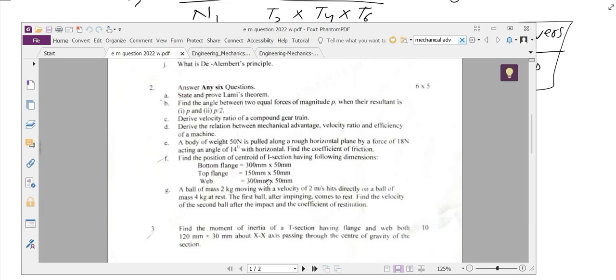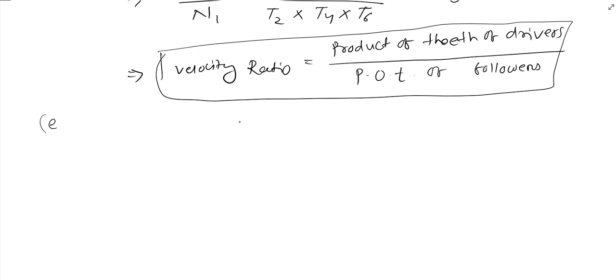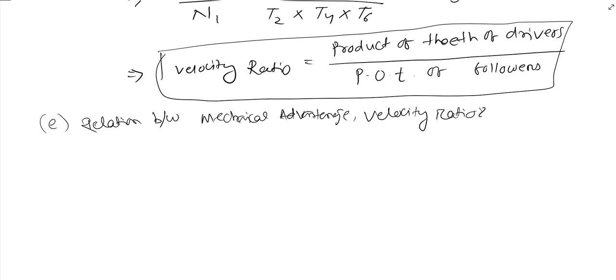Next question, question number D. Derive the relation between mechanical advantage, velocity ratio and efficiency of a machine. So we will derive question number D. You have to derive the relation between mechanical advantage, velocity ratio and efficiency of a lifting machine.